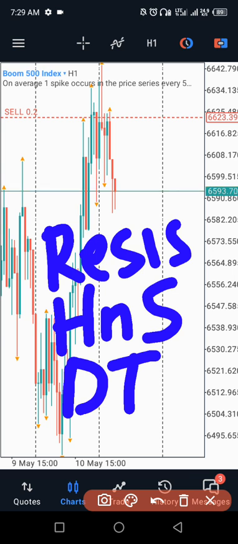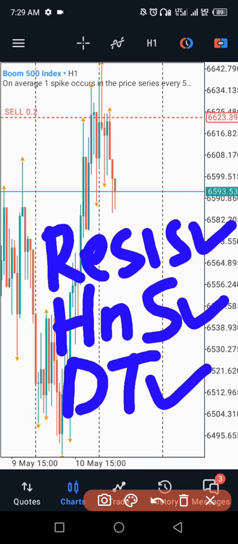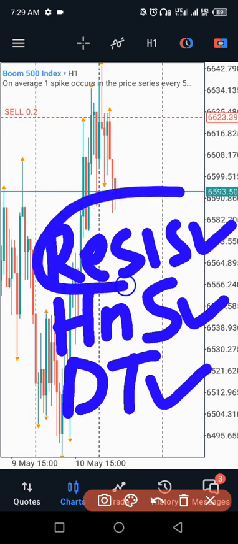Okay, so right about now, let's just quickly go over to the chart so that I will show you how we are able to identify and spot this entry in the market. Remember, we are going to be talking first of all about the resistance level, and then the head and shoulder pattern, and then the double top. Okay, so the resistance level will be what we'll look at first. We are going to check out this resistance level.